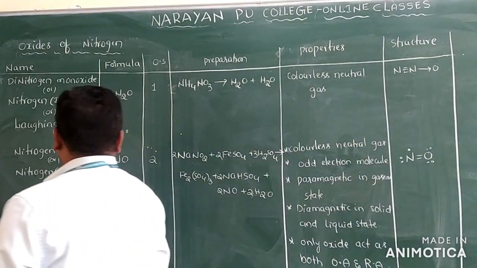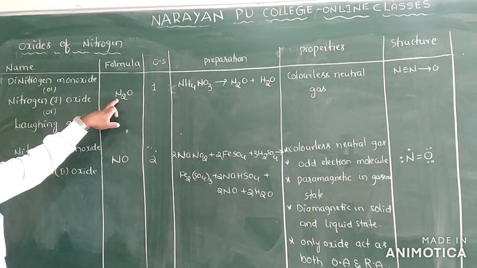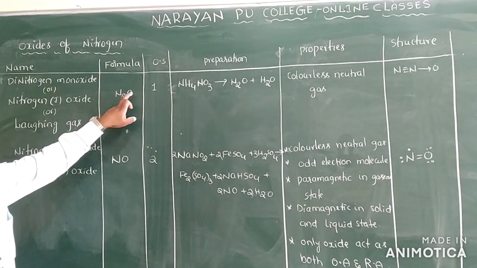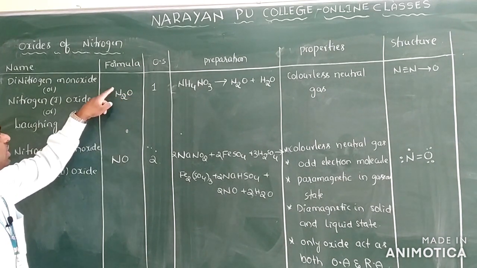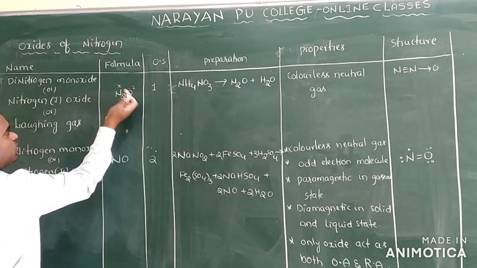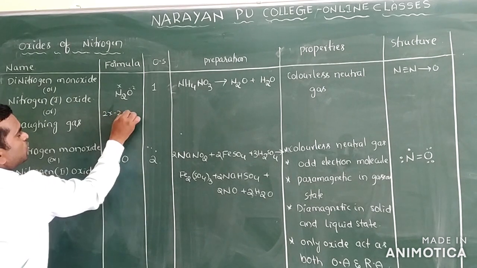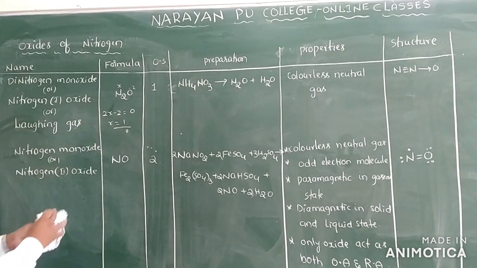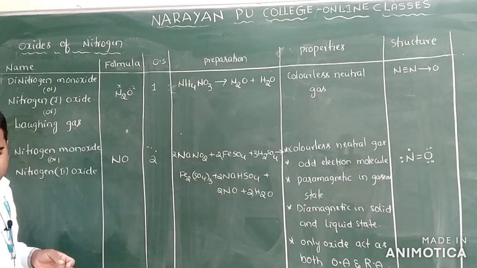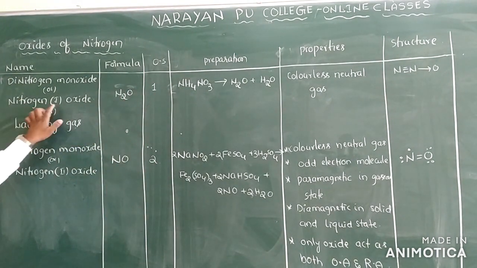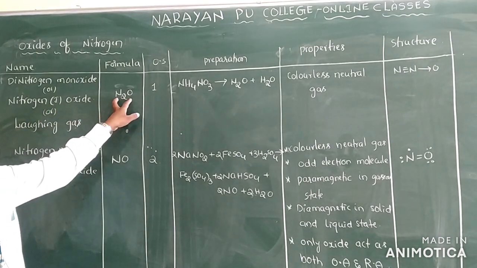See the first one. The first compound is dinitrogen monoxide, N2O. What is the oxidation state? Oxygen is -2 and nitrogen is x. So 2x minus 2 is equal to 0, so x is equal to 1. I will not discuss here how to calculate the oxidation number, you already know. So the oxidation number here is 1, and we can write nitrogen(I) oxide. Nitrogen(I) oxide means N2O.